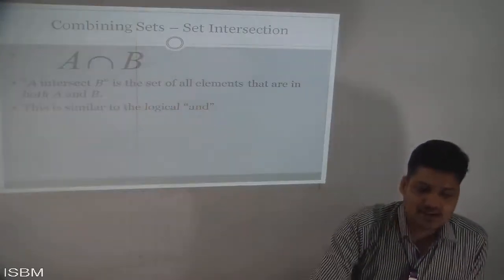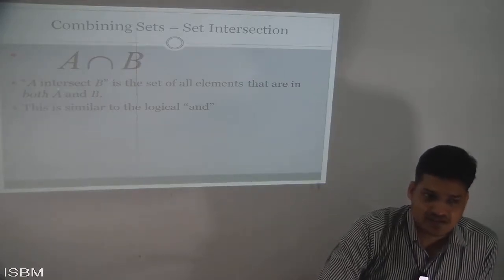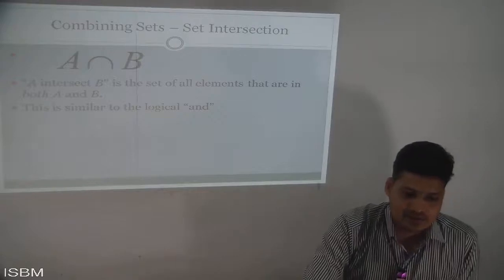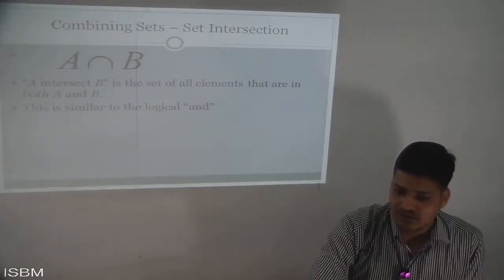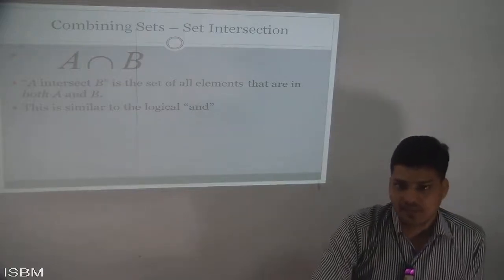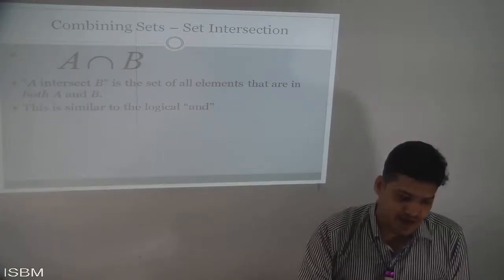So you have seen that A intersection B, you can denote it however you want, is the set of all elements that are in both A and B, which are in common. This is similar to logical AND.